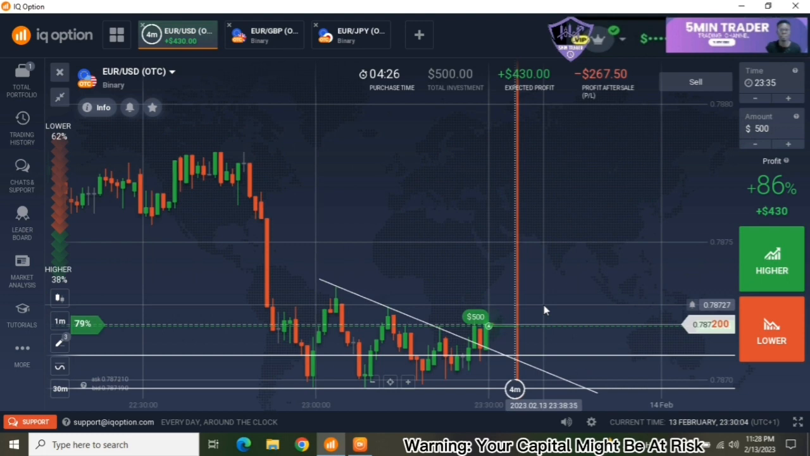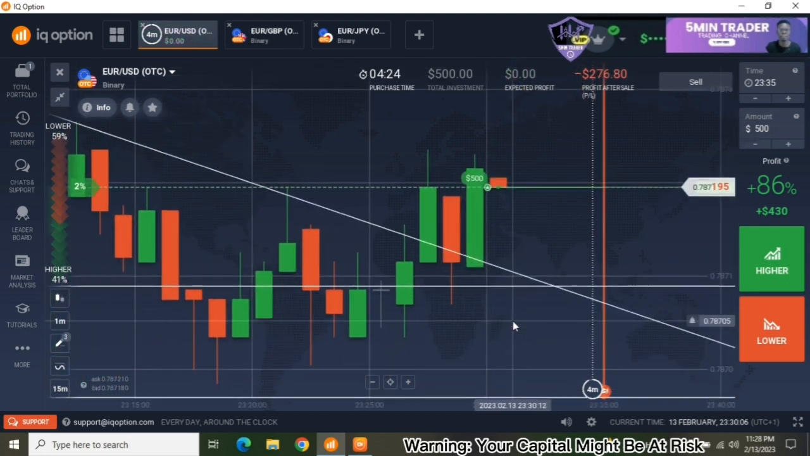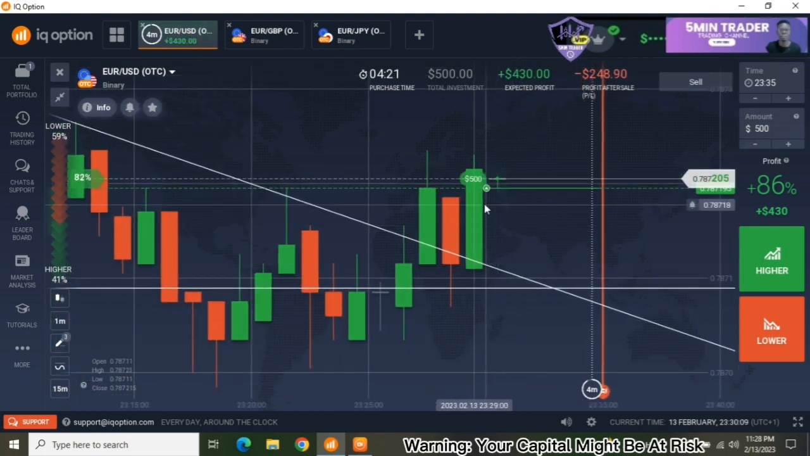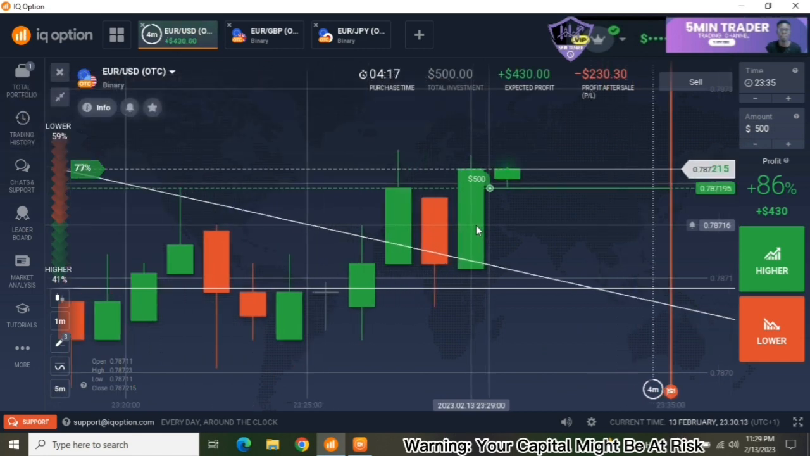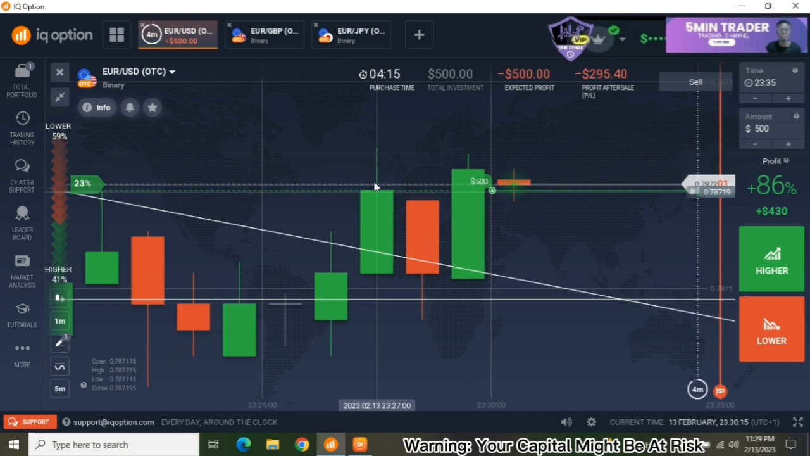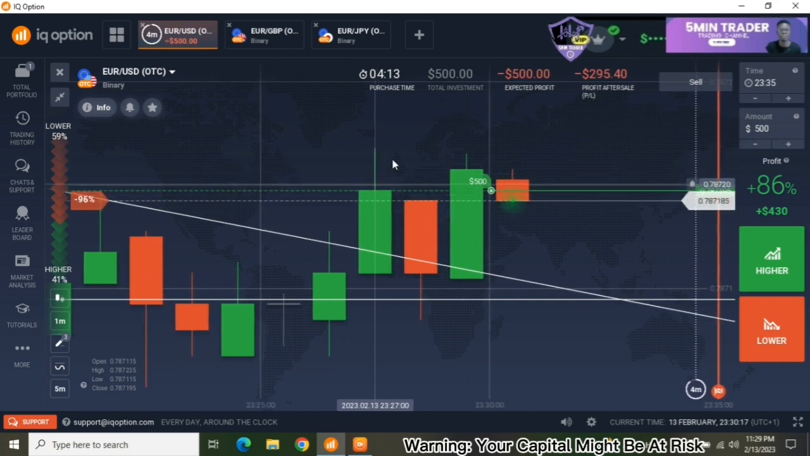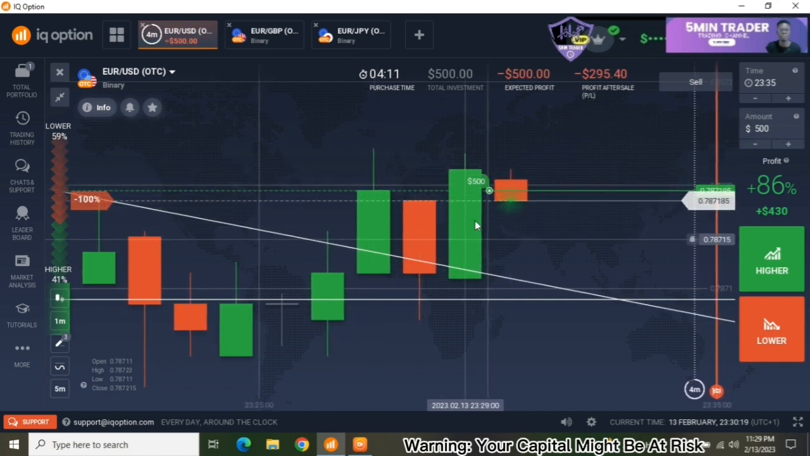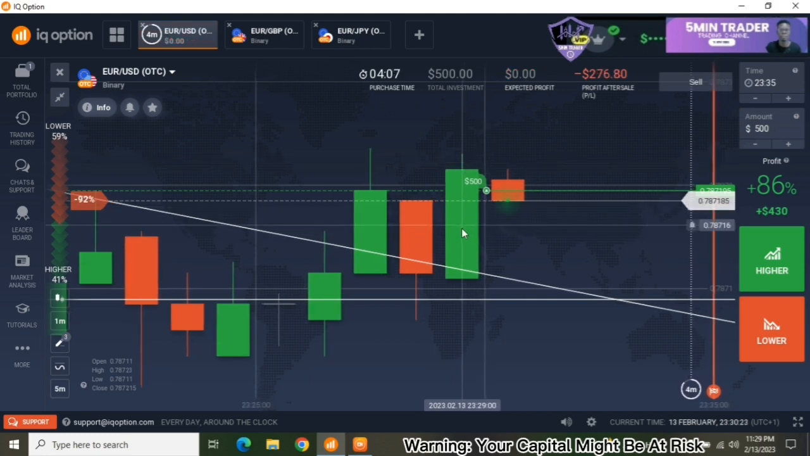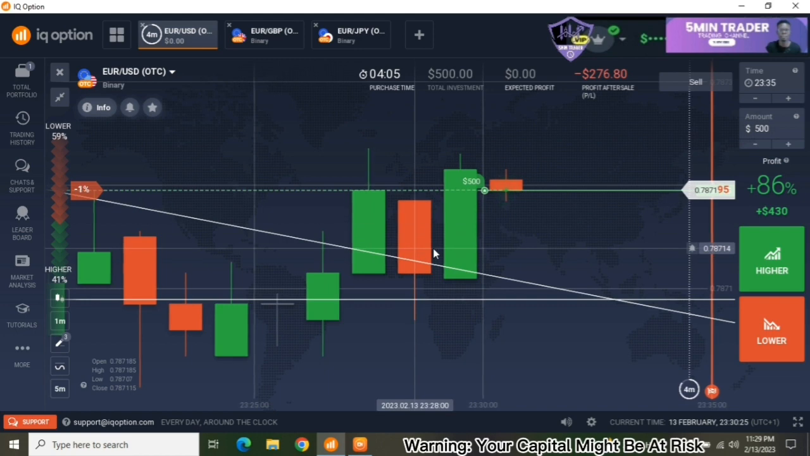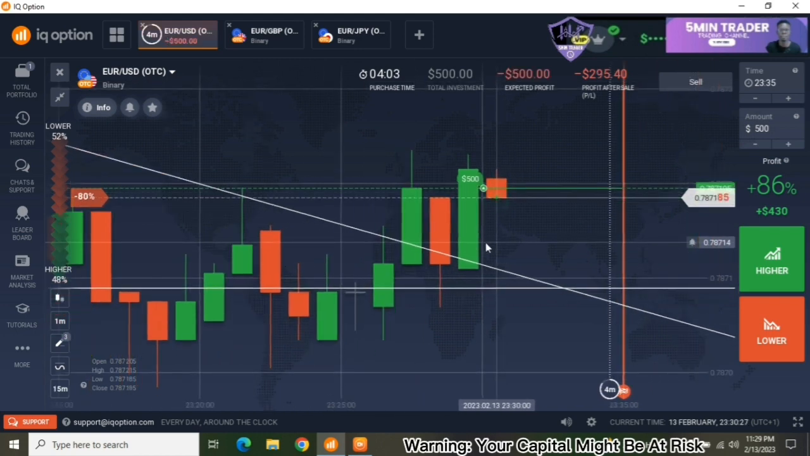So guys, I have placed my trade on this candle. The reason why I took this trade is because of the strong entry from the buyers on this level, on this very candle. You can see that on the previous candle there were a lot of rejections on the top, and this didn't happen here. Though the rejection was here, it wasn't as much as it is on this candle. So I have placed my trade for the next 4 minutes.